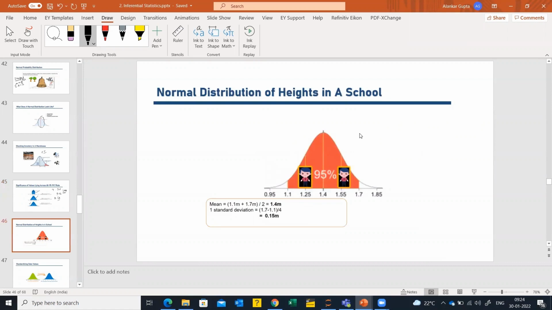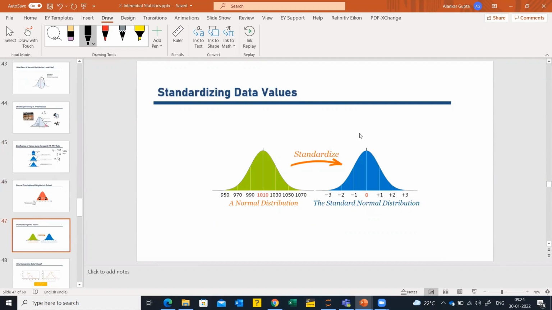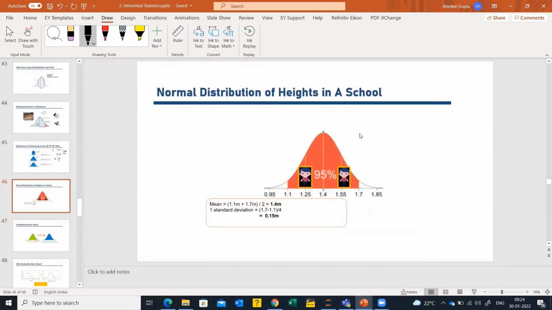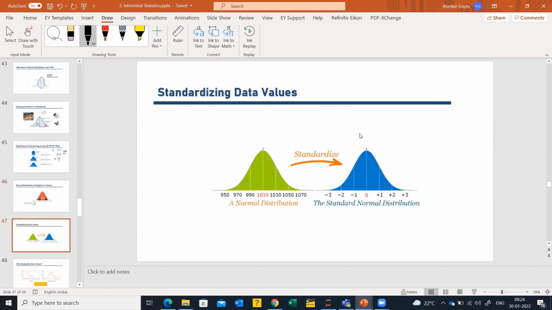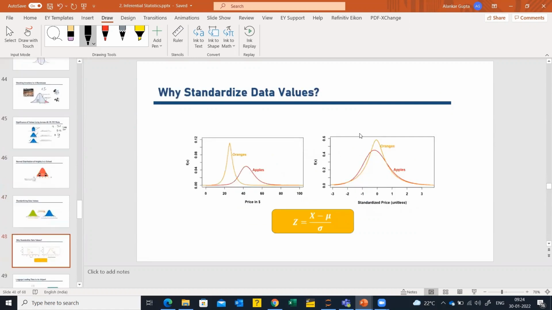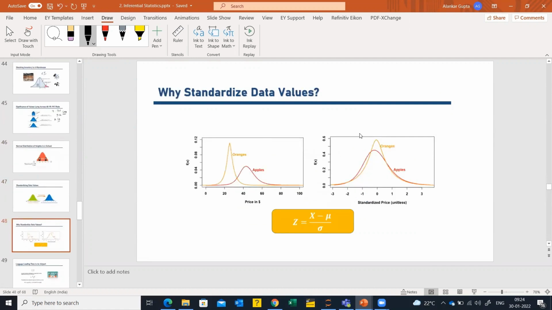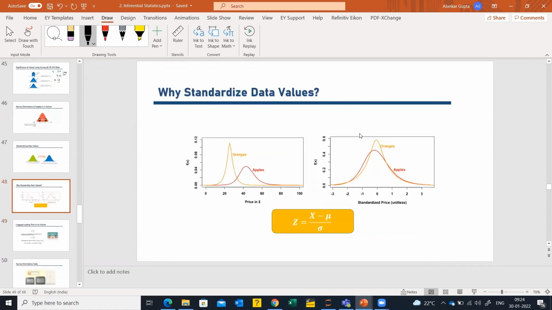So we'll come to this distribution calculation in the subsequent slides. But for now, we have to understand that we can do a lot of things with a normal distribution, and how we can convert a normal distribution to a standard normal distribution. We'll also look into that. What is a z-score?